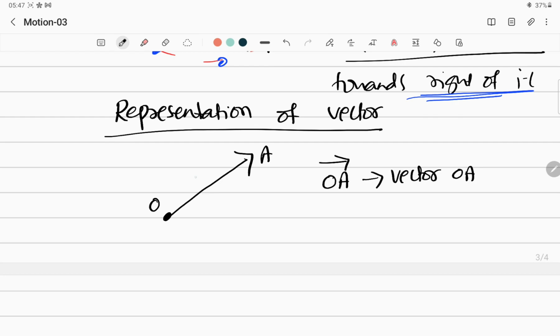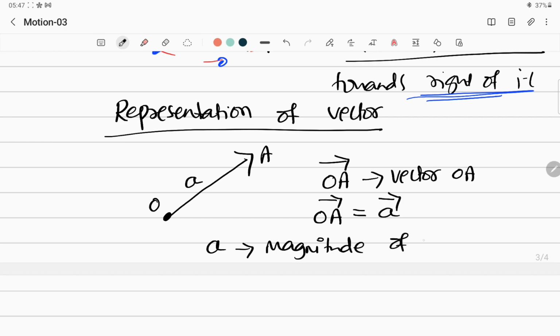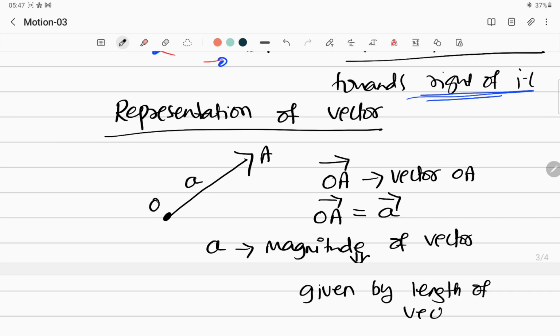So this OA will be having some length. Let me take that as A. So this can be written as vector OA is equal to A. Also we can write it. Whatever this A is, it is known as the magnitude of the vector. The magnitude of a vector is given by the length of the vector.